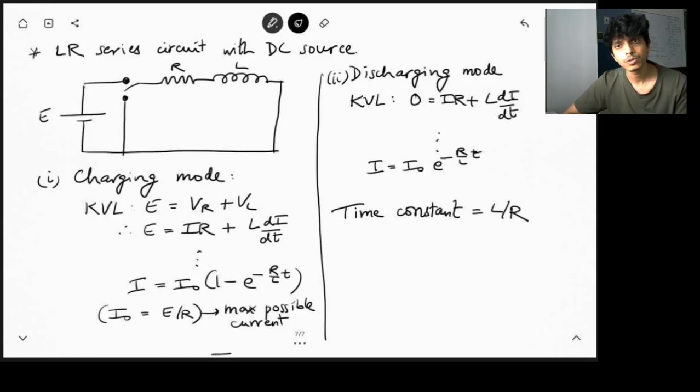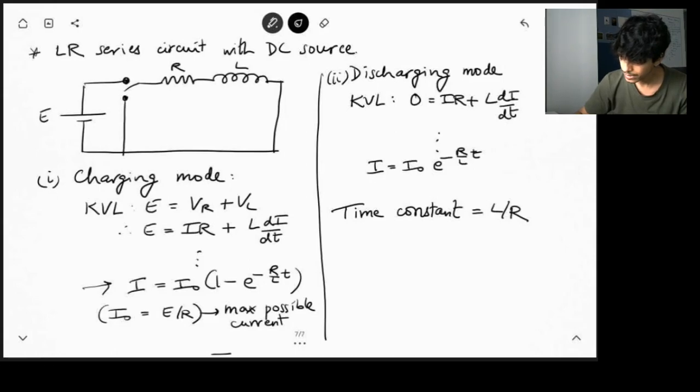So I would urge you to try out this calculation by yourself at home. First try the charging mode, calculate what is the current in the circuit. You should get this answer. And then try and calculate what is the voltage across the resistor and the voltage across the inductor. And then do the exact same thing in the discharging mode. And plot all those voltages and currents that we get, just like we did in the previous case for the capacitor. You'll get some practice in doing this kind of calculation if you do that.